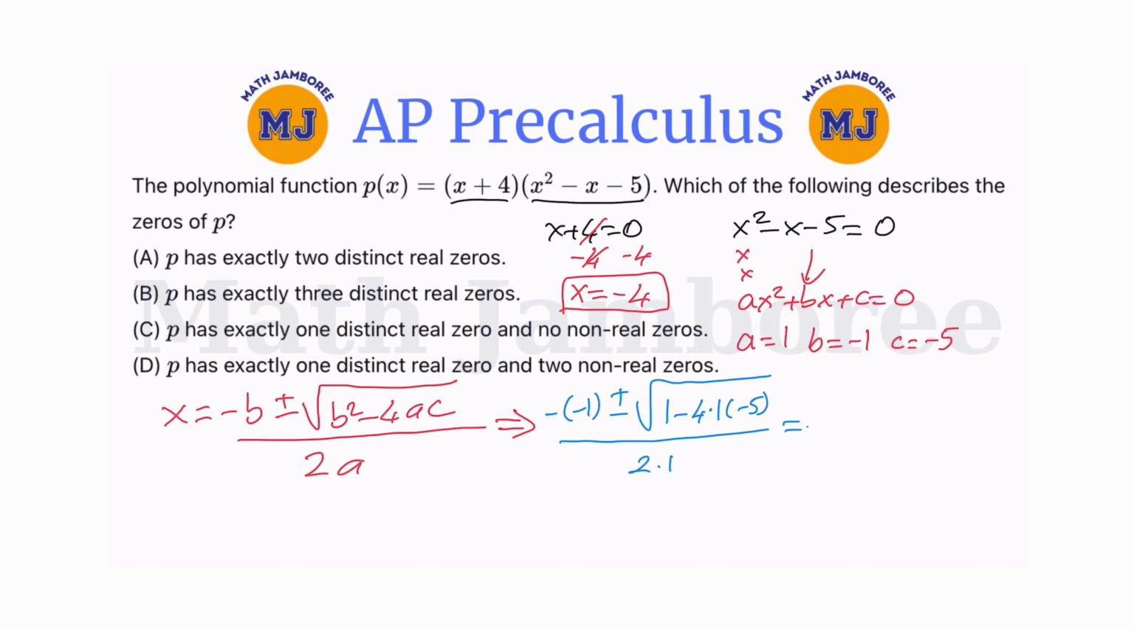So we will simplify this. This becomes positive 1, right? Because negative times negative is positive. And inside of the square root, let's take a look at it. Negative 4 times negative 5 becomes positive 20, and there's plus 1 in front of it. It becomes positive 21, over 2.